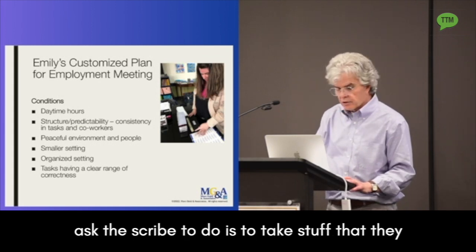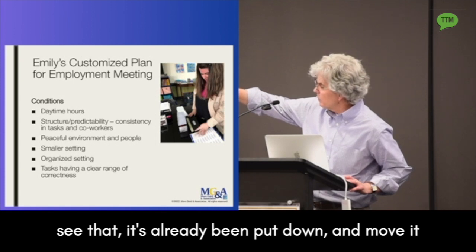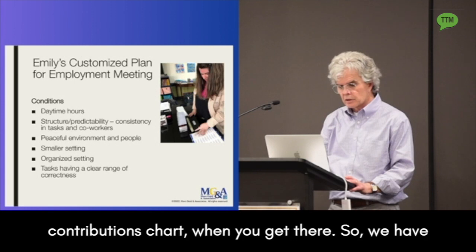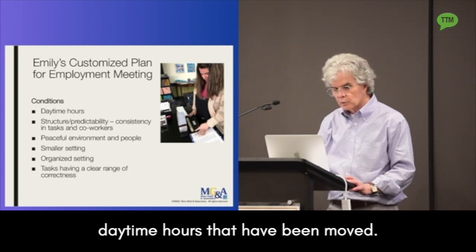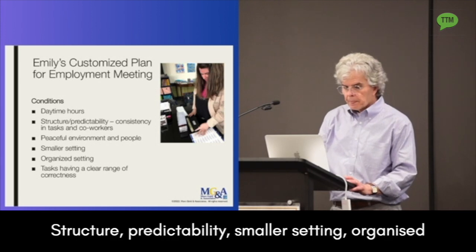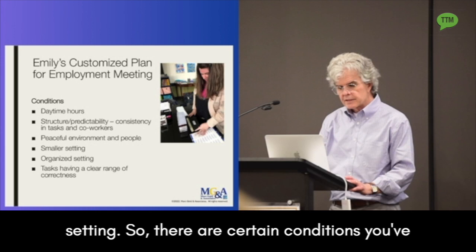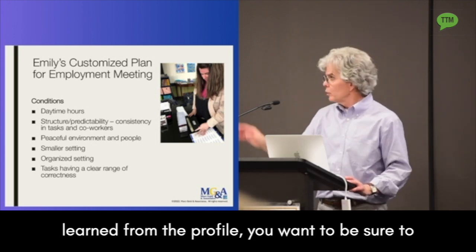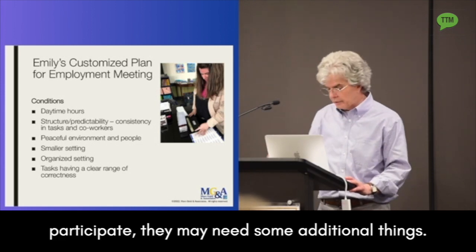So what I ask the scribe to do is to take stuff that they see that's already been put down and move it over to the conditions, interest, and contributions chart when you get there. So we have daytime hours have been moved. Structure, predictability, smaller setting, organized setting. So there are certain conditions you've learned from the profile you want to be sure get on the wall, but you want people to participate. They may name some additional things.